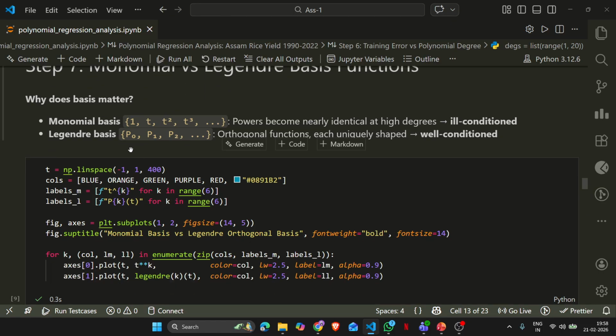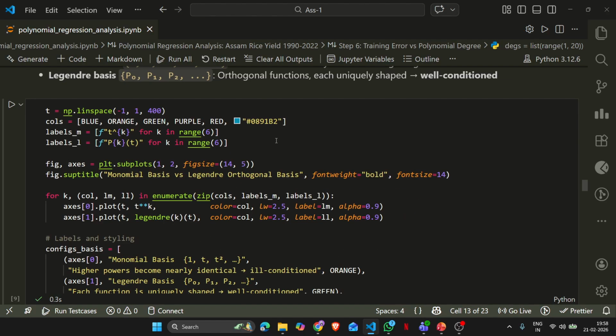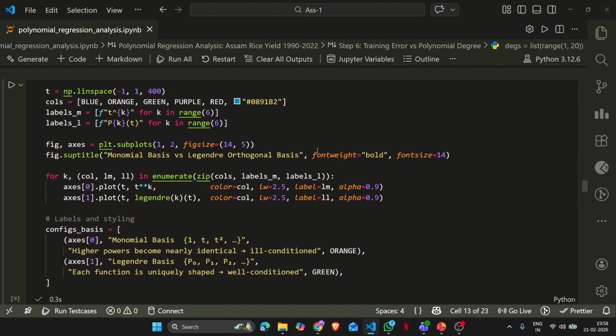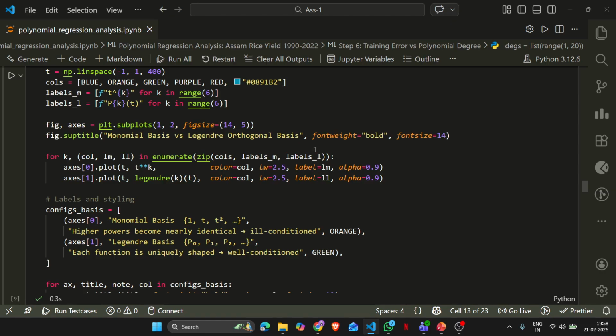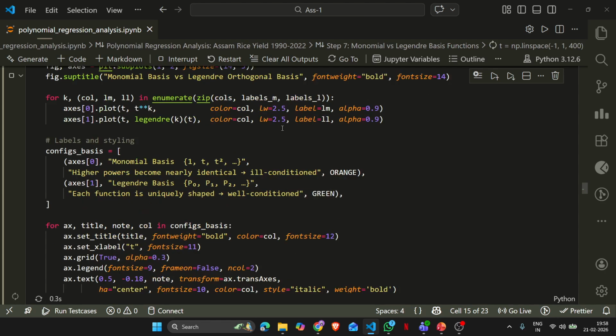And on the other hand, we have Legendre's basis, which are p0 to pk, where k is the degree, and these all are orthogonal functions, and are independent of each other. That's why they are well conditioned. So with the help of a plot, we'll be able to see that.